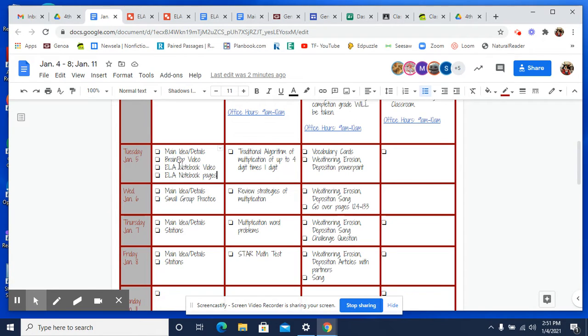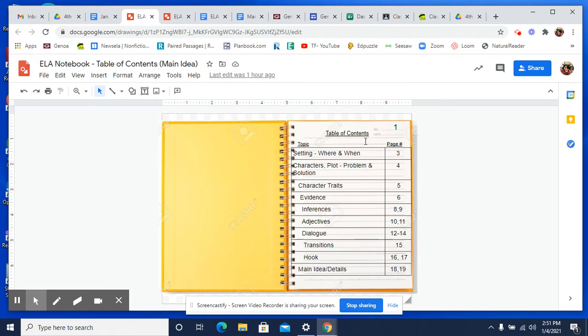Okay. So hopefully you've watched the Brain Pop video, and then let's go over your notebook. So main idea and detail. Let's start with your table of contents. Right underneath hook, I would like you to write main idea details, and that is going to be on page 18 and 19. So go ahead and write that. Pause my video and complete that, and then start it up again.